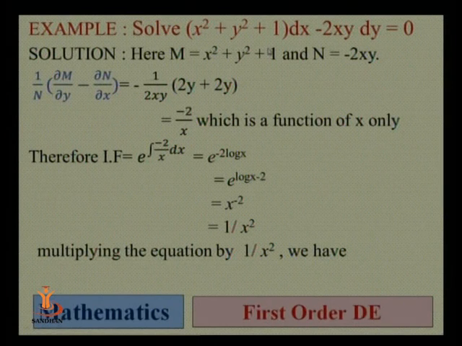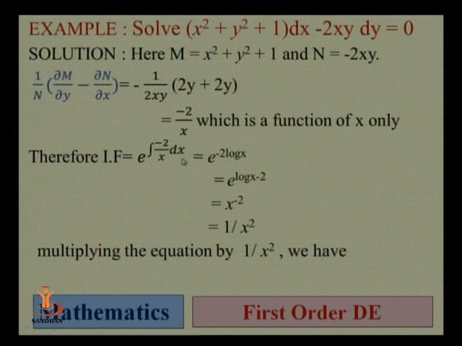x square y square plus 1 dx minus 2xy dy. So m is equal to this, n is equal to this. 1 upon n, take the derivative with respect to y of m. x square derivative 0, and 2y plus 0. And the derivative with respect to x of n is minus 2y. So minus minus here is plus, so 2y plus 2y. Then 1 upon n, so 1 upon 2xy with a minus sign. Here outside, so minus 2 by x.